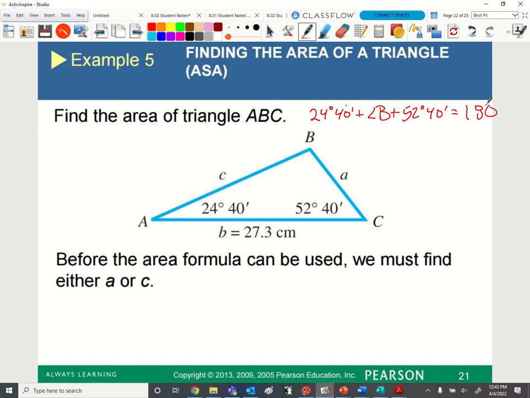So let's see, what do we get? We get 76, 77, 20. So 102, 40. Very good. Angle B, right here, is 102 degrees, 40 minutes. All right, is anyone questioned so far? Because the next part, I'm going to go to the next page, and I'm going to use this and the law of sines.